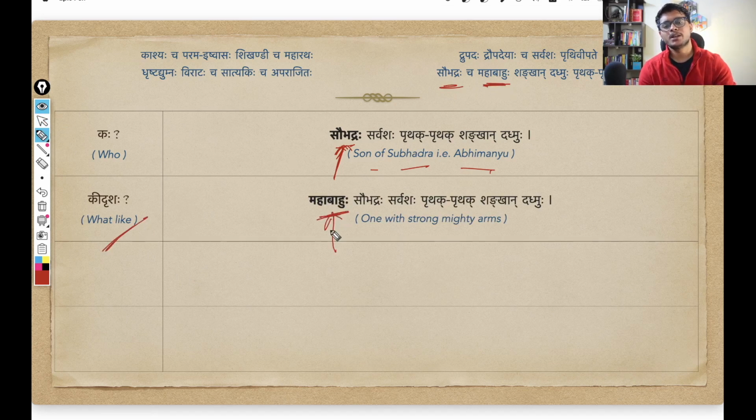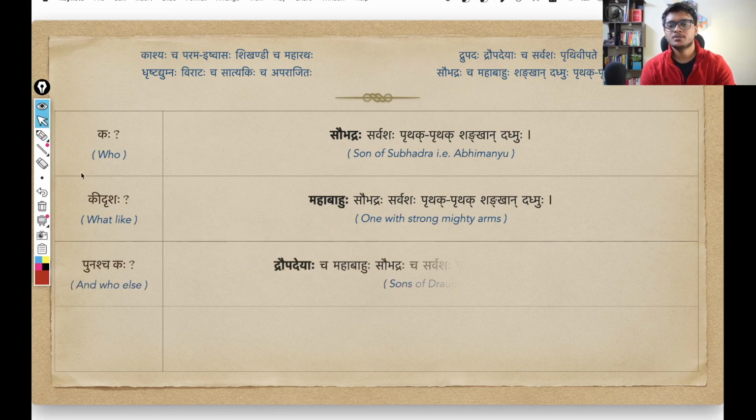Mahabahu, you can already guess, Maha means mighty, very great, and Bahu refers to arms. So mighty arms, or someone who has very powerful arms. This adjective is just being used to describe Abhimanyu, that he was a very powerful warrior. He was a very strong warrior. That's it. Okay, so let's move on.